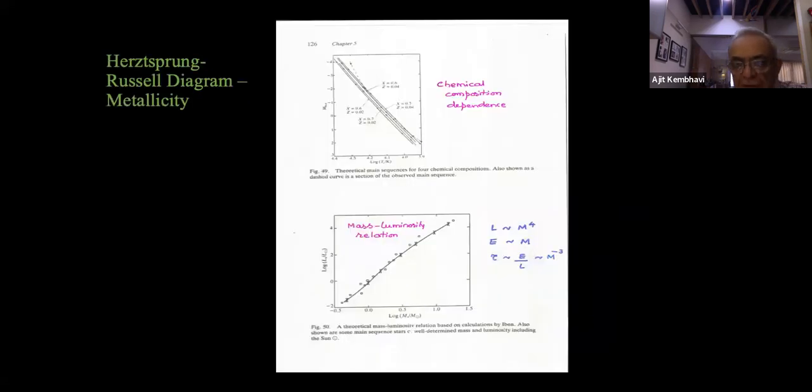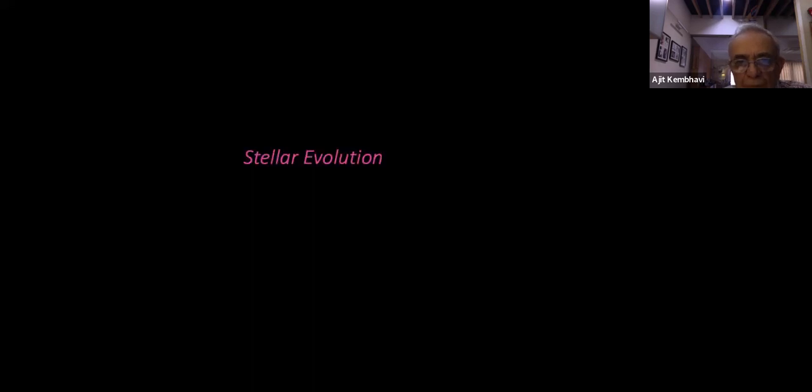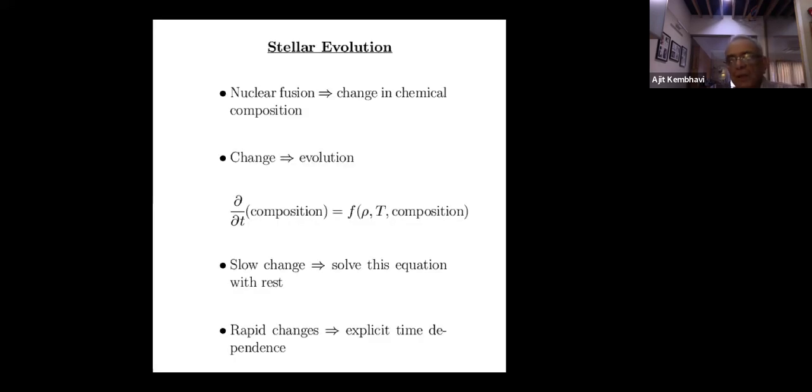And so where do the red giants come from? And what happens there? Stellar evolution. In order to understand where the giants come from, we need to go to stellar evolution. And what do you have there? You see that we have nuclear fusion, so there's a change in chemical composition. And the change means that there is an evolution.